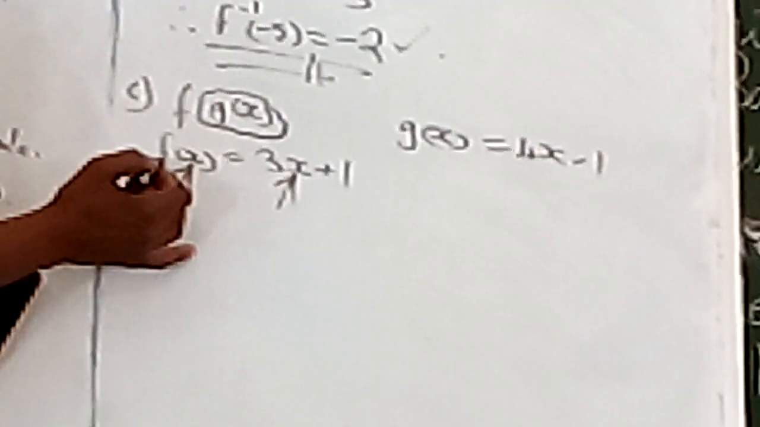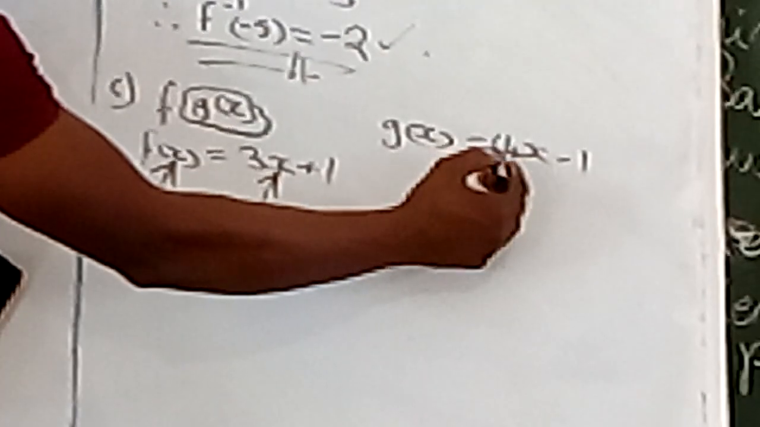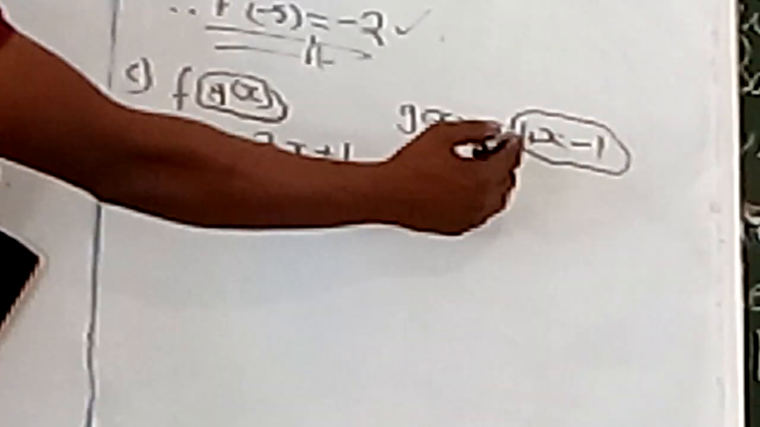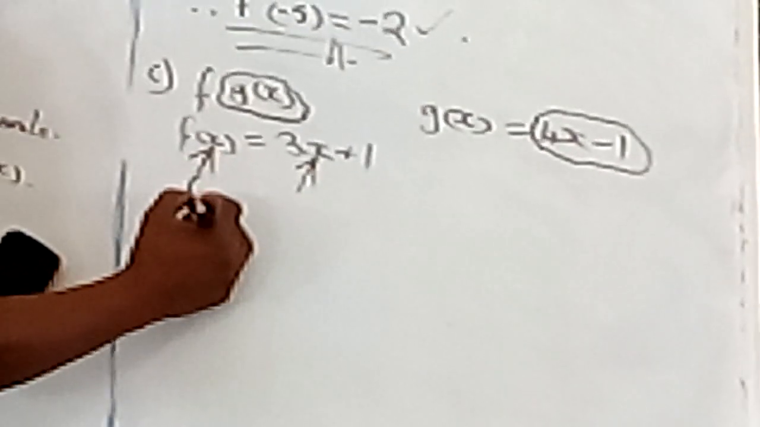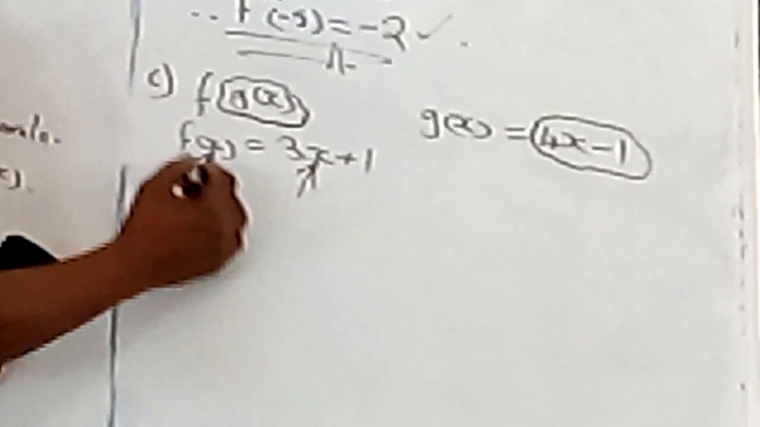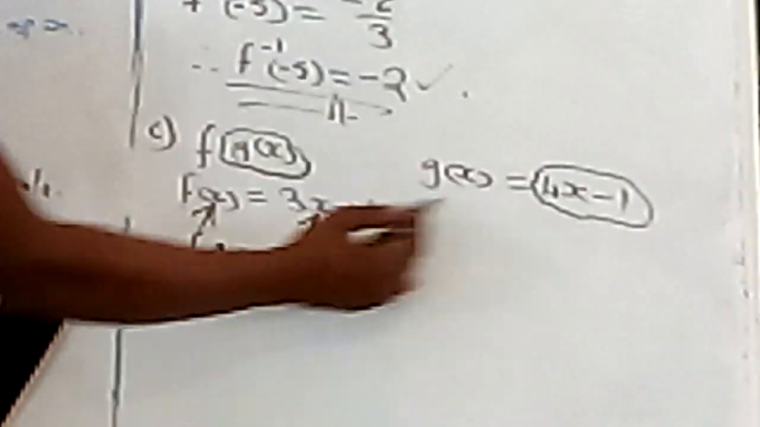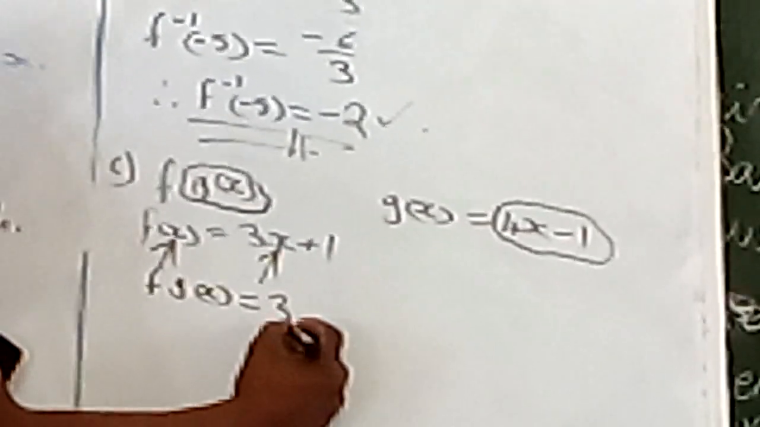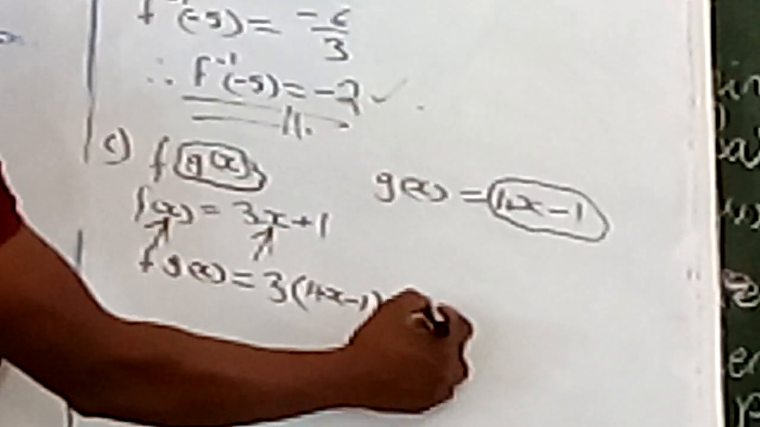So let's see how we go about this. In the f function, we have it here. Where there is x, we're going to put the g function. Now we know the g function is simply 4x minus 1. So while there is x here, since we're starting here, we put the g of x. Then we're going to be putting the 4x minus 1 where there is x. So here we're going to have 3, you open the brackets, where there is x, you put 4x minus 1, plus 1.